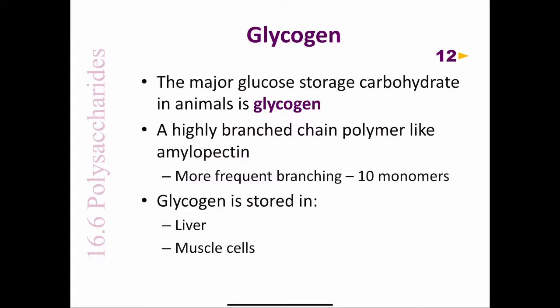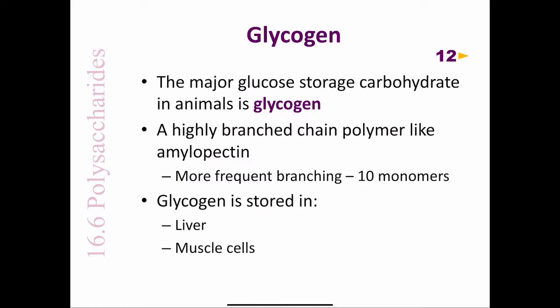And glycogen is actually the major glucose storage polysaccharide, or carbohydrate, that's found in animals. So when animals store glucose, they store it in the form of glycogen. And glycogen has a lot more branches than amylopectin does. So it's a highly branched chain polymer like amylopectin, but it's got more frequent branching.